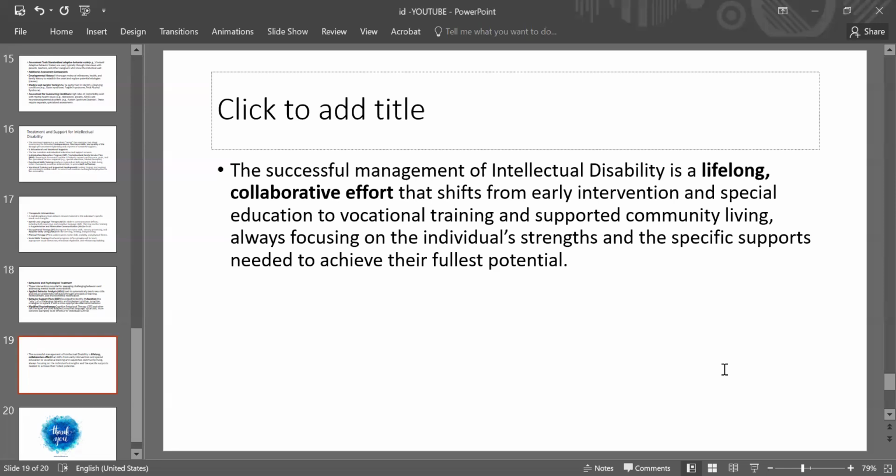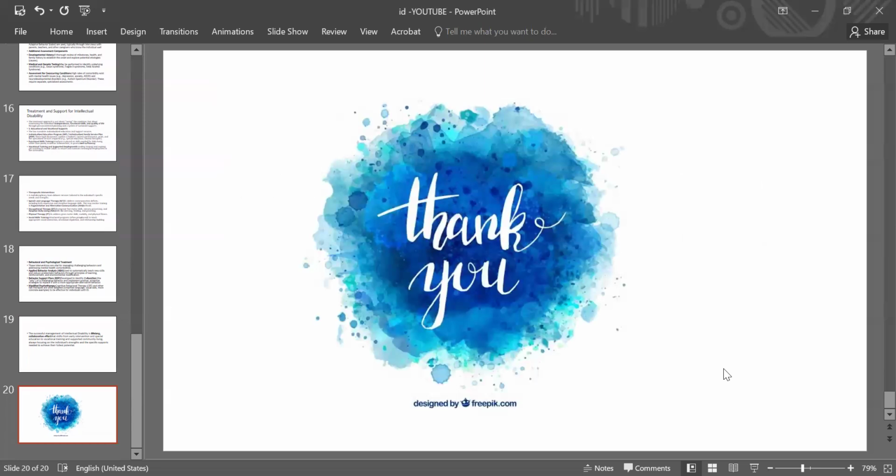In this whole class, we discussed intellectual disability, the various symptoms associated with it, criteria related to it, causal patterns, and treatment plans.